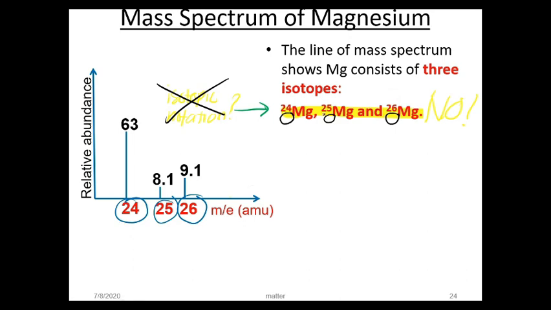But if the question just states it like this, then it is fine. But if you answer it like this, 24 Mg, 25 Mg and 26 Mg, then you are dead wrong, because it does not have the number of protons.